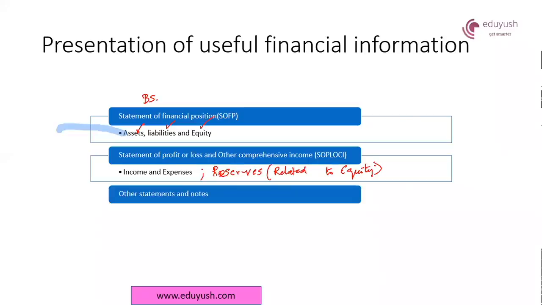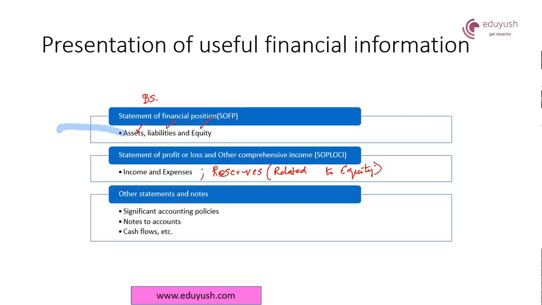Then you have statements and notes, significant accounting policies, notes to accounts, cash flow statement, and also one more statement, which is the statement of changes in equity. I will run you through this in the form of how they look as we progress in the sessions. Okay, so these are the basic financial statements.